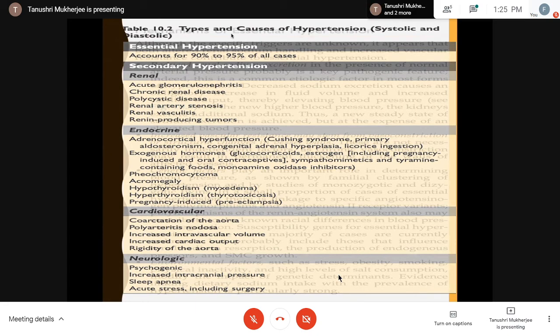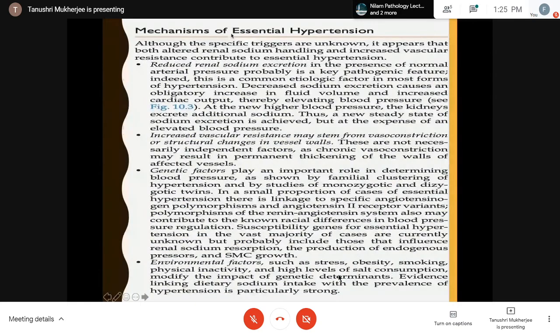Mechanism, as I have told already, it is reduced renal sodium excretion, increased vascular resistance due to vasoconstriction or structural changes in the blood vessels, genetic factors, and environmental factors.